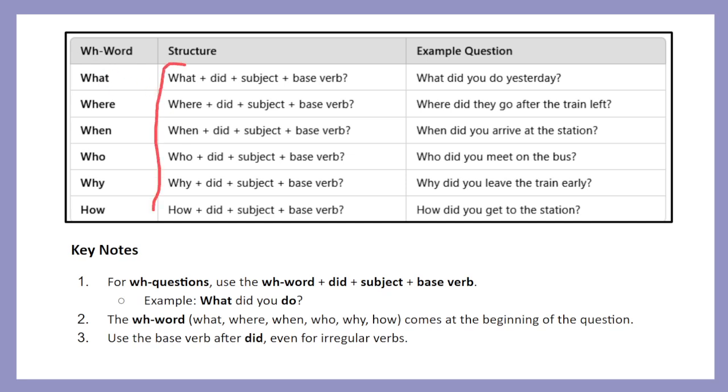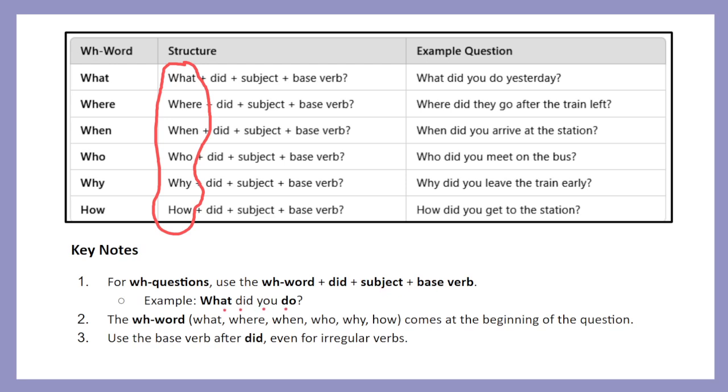WH questions, just put the WH word before did. What did you do yesterday? Where did they go after the train left? When did you arrive at the station? Who did you meet on the bus? Why did you leave the train early? How did you get to the bus station? So we start with the WH word, then did, subject, base verb.